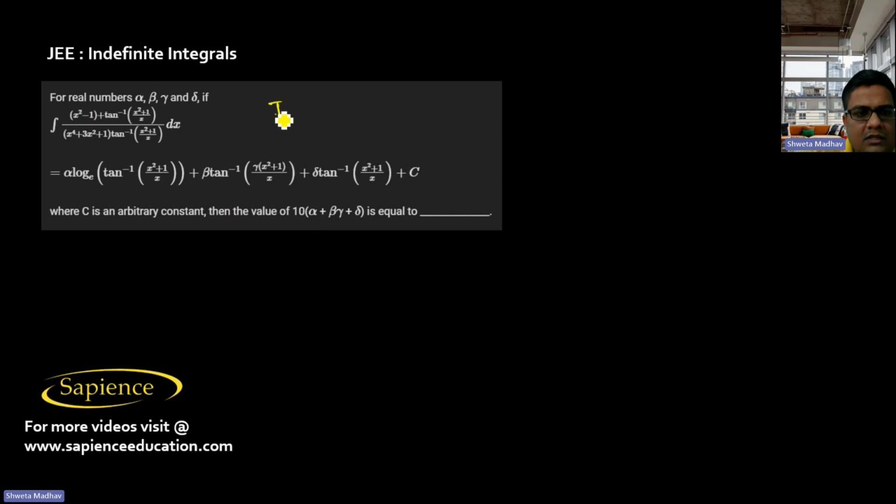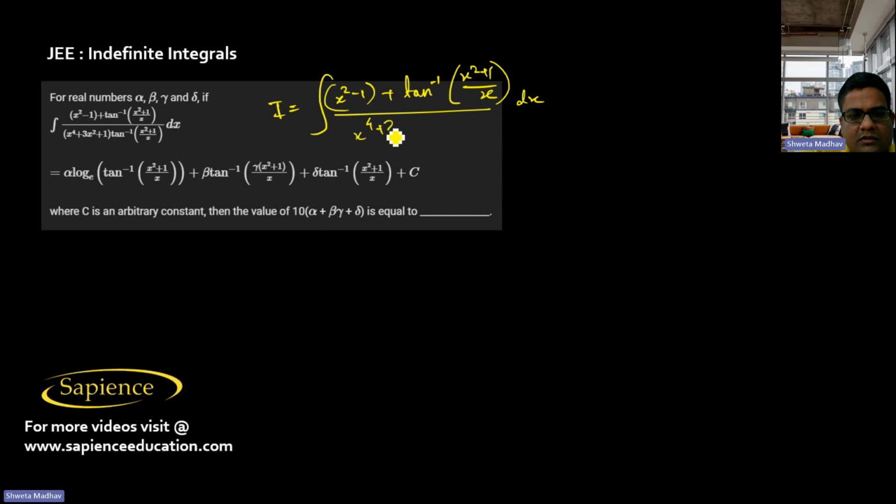So now if you see, the integral of (x square minus 1 plus tan inverse of (x square plus 1) by x) dx by (x power 4 plus 3x square plus 1) into tan inverse of (x square plus 1) by x. So that is equal to how much?